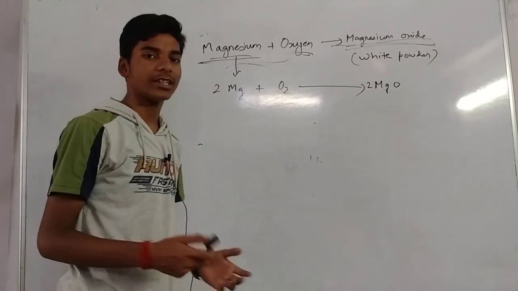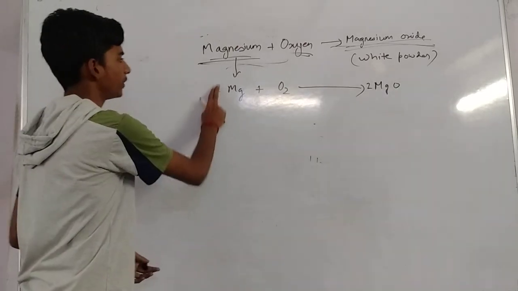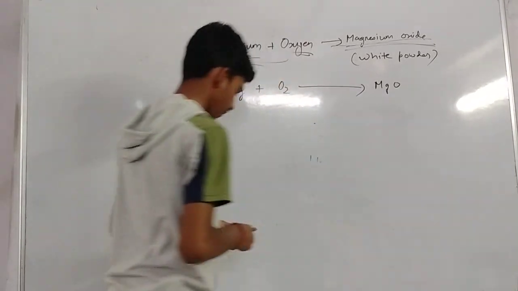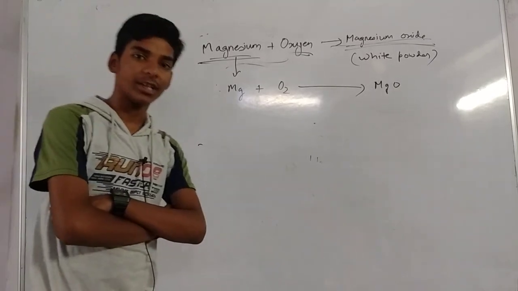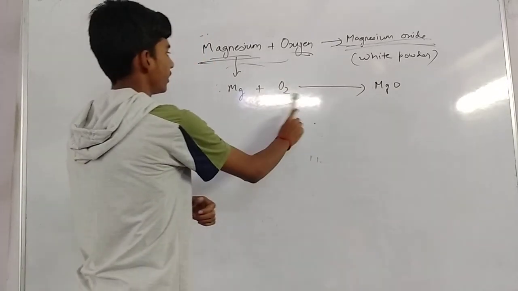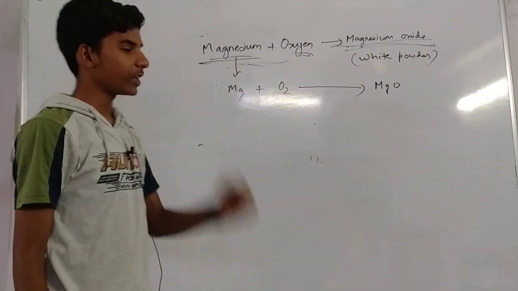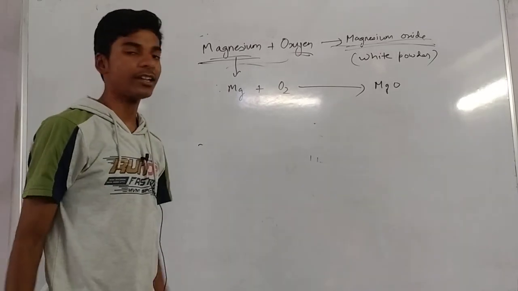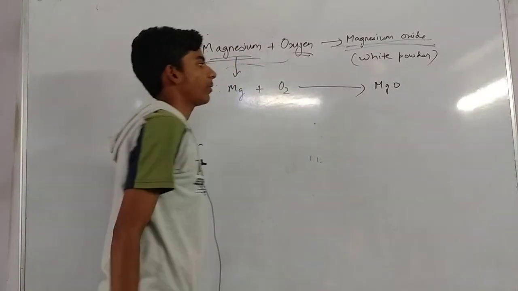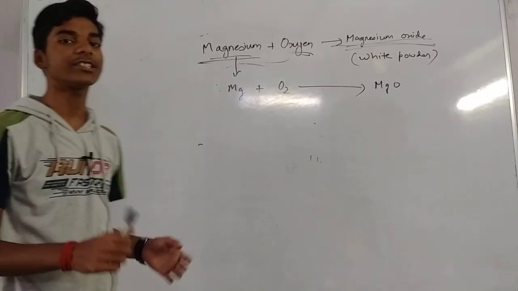First of all, why balance an equation? Before that, if we remove this 2, then as you can see, the number of atoms on both sides is not equal. Oxygen here is 2, whereas here it is just 1. So equations in which the number of atoms on the left hand side is not equal to the number of atoms on the right hand side are called skeletal chemical equations or unbalanced chemical equations.